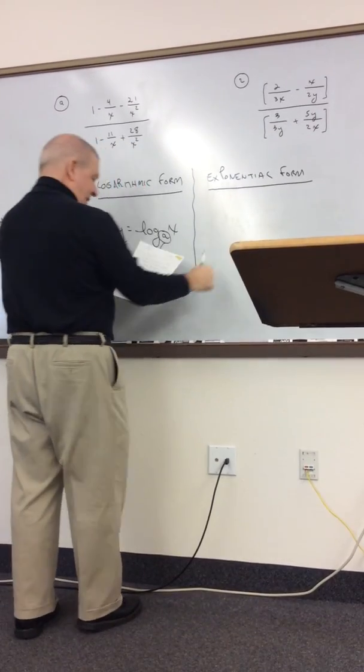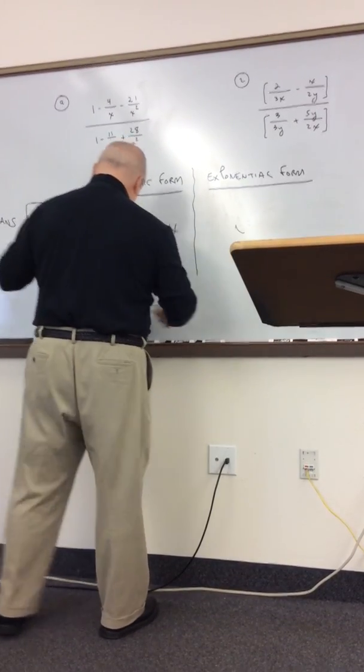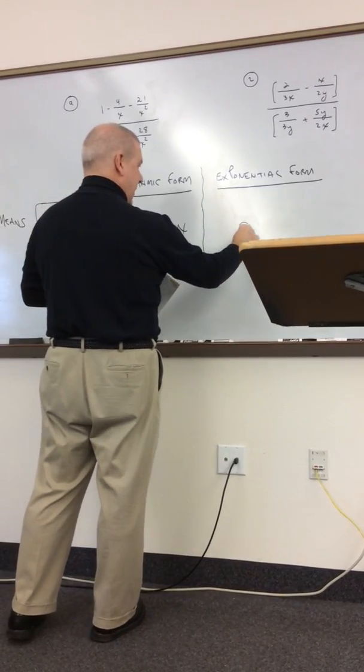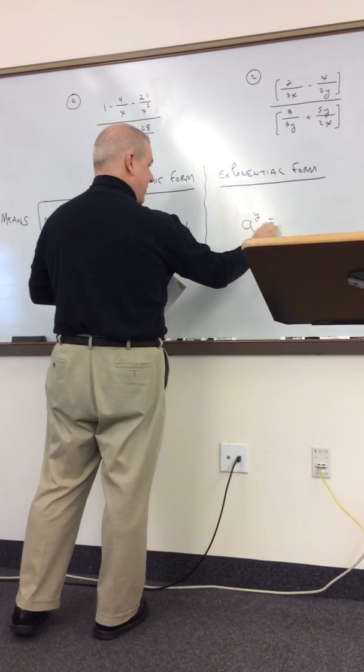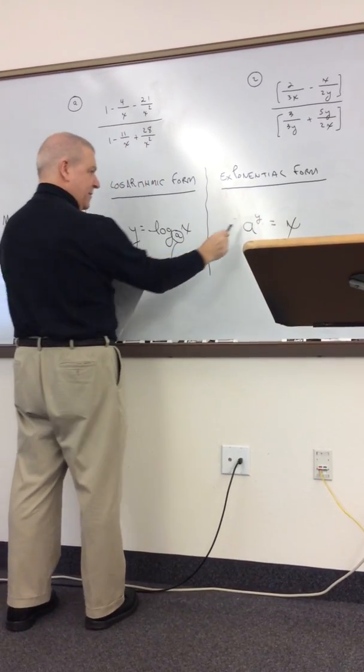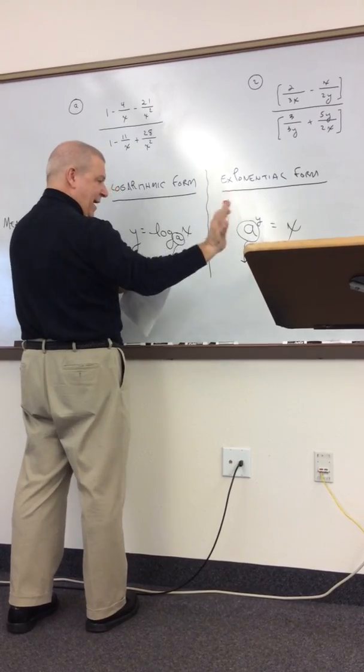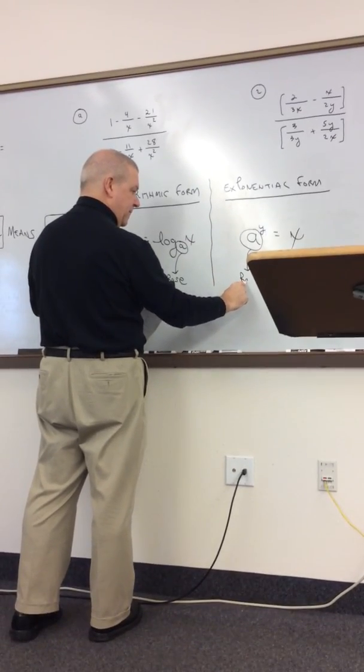Where it says exponential form, write this: a to the y equals x. Now, look what I'm doing here. Mark the handout the way I'm doing this.